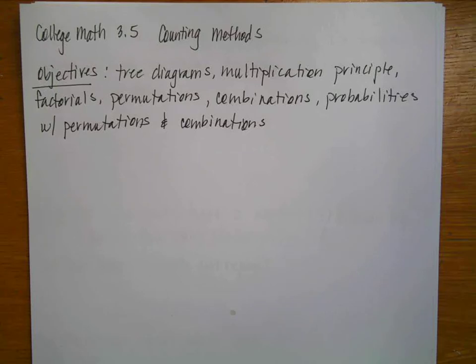Hello, Math Humans. We're going to do 3.5 today. We're going to be talking about counting methods. So our objectives are that we're going to look at tree diagrams, the multiplication principle, factorials, permutations, combinations, and then we're going to lastly talk about probabilities with combinations and permutations.